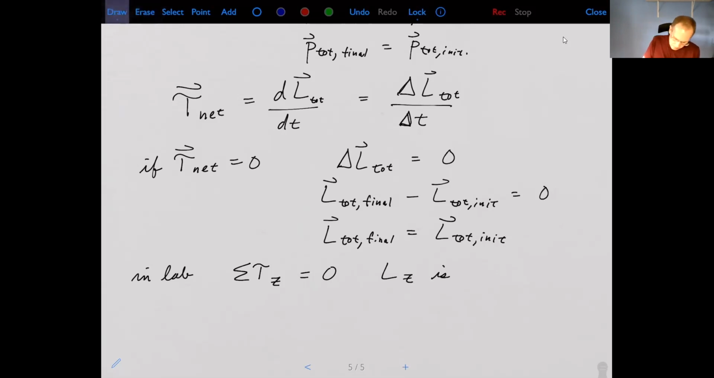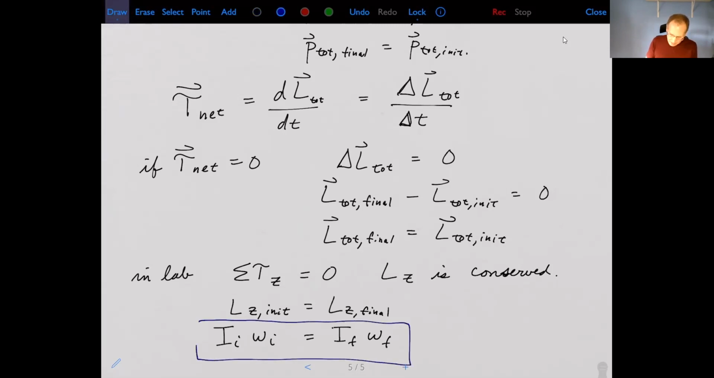Another way of saying that is my L_z initial, so angular momentum about the vertical axis initial, has to equal my L_z final. And remember, L is I times omega, so I can say I initial omega initial, that's my L_z initial, is equal to I final times omega final. And that's really what we're going to use in this lab.